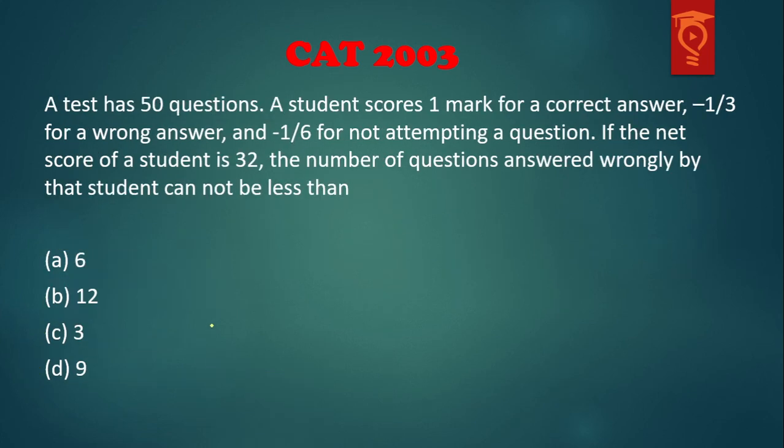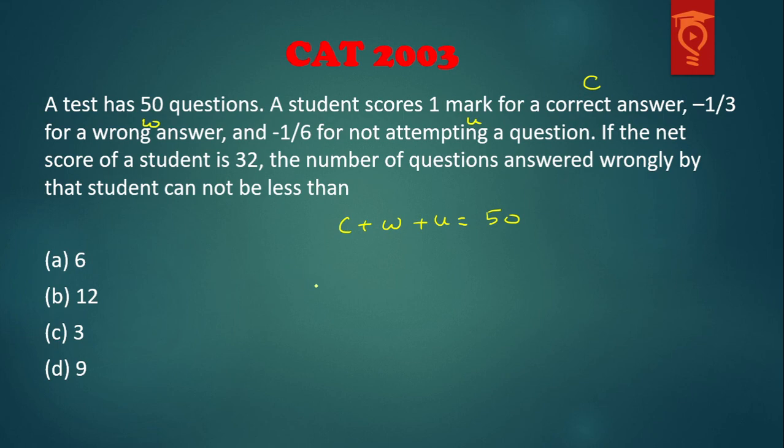This also came in CAT 2003. So this question is based on special equations. Special equations are the ones in which the number of variables does not match the number of equations. Still, we do get a unique answer or a shortlisted set of answers instead of infinitely many answers. So suppose the number of correct answers is C, the number of wrong answers is W, and unattempted be U. So the first equation that I get is C plus W plus U is equal to 50. Understand that C, W and U are the numbers of questions.